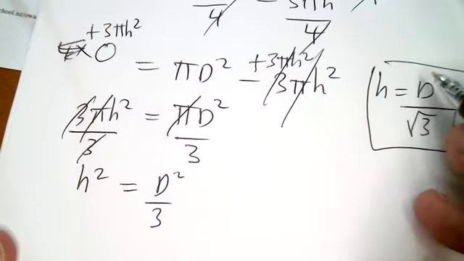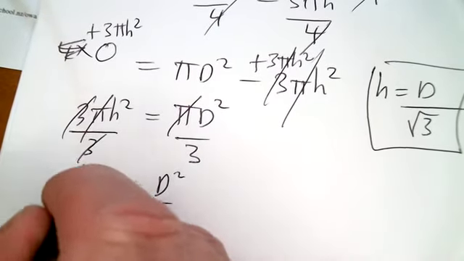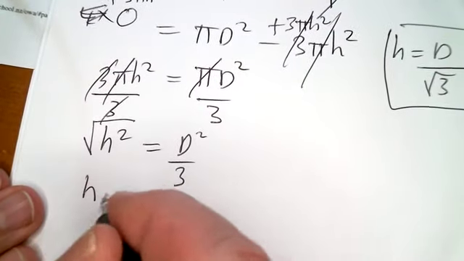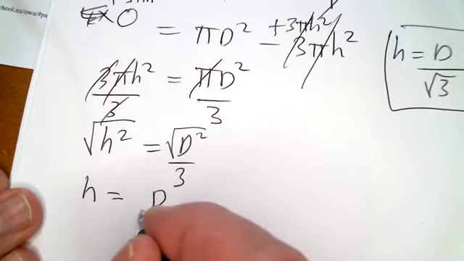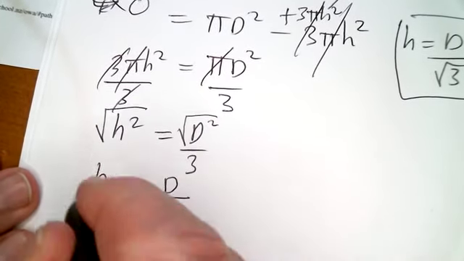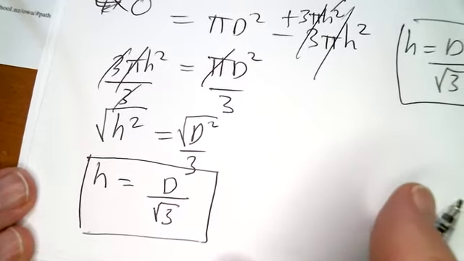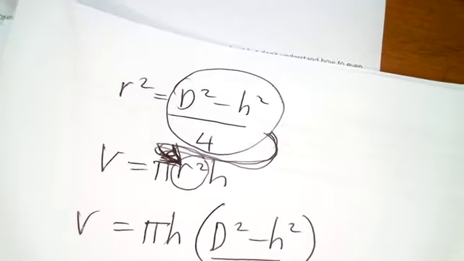So remember, this is our target here. Now I can see that if I just find the square root of both sides, the square root of h squared becomes h, the square root of d squared becomes d, and the square root of 3 becomes root 3. And there is my solution. So that's what I do, folks. It's really as much an algebra problem, it seems to me, as anything else.